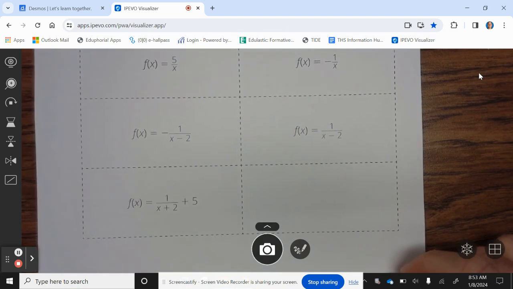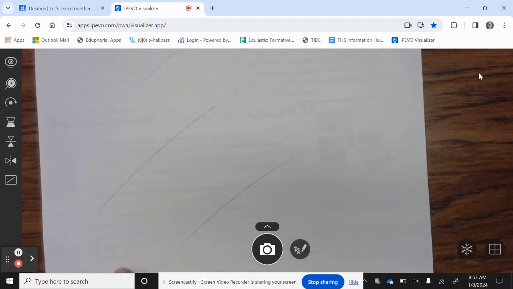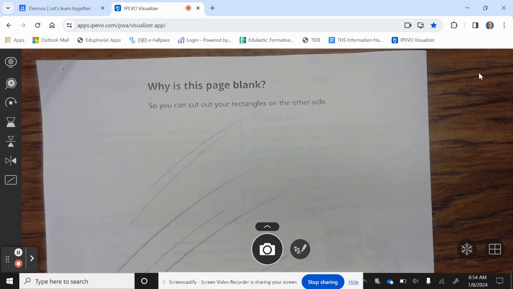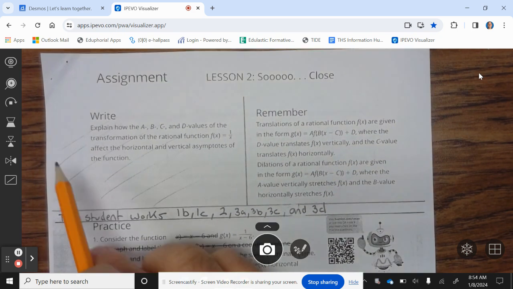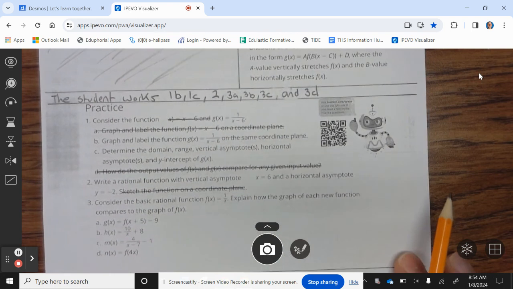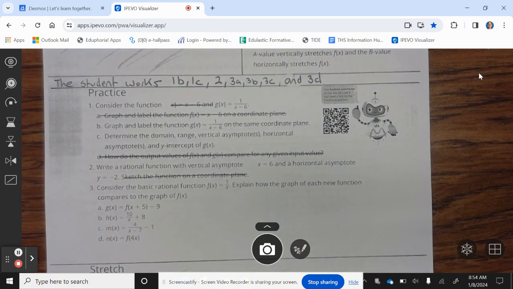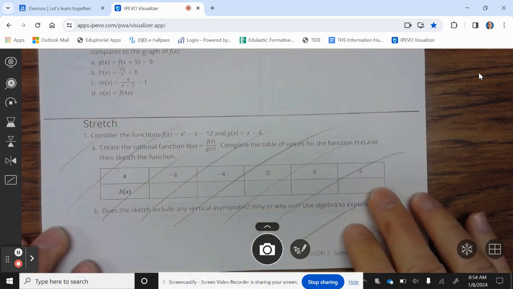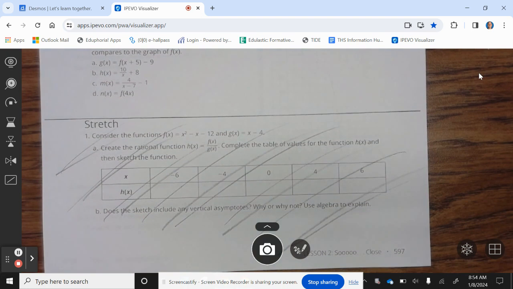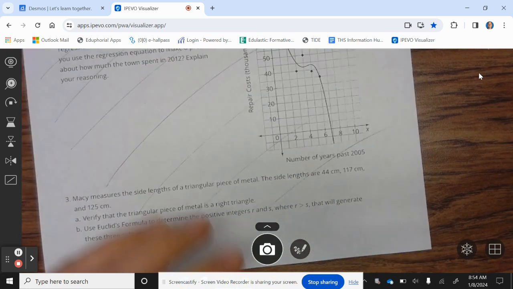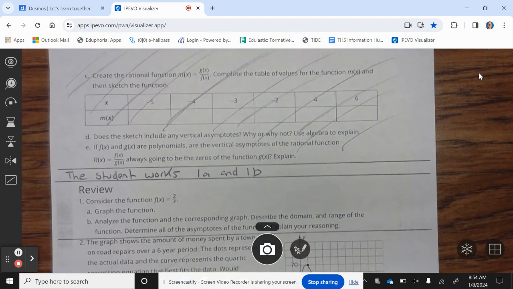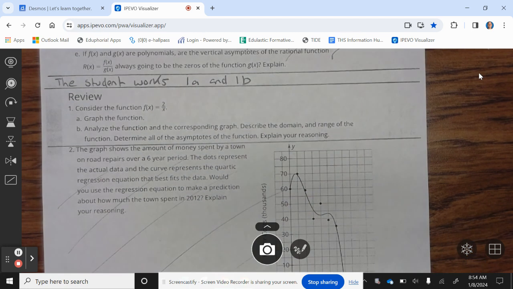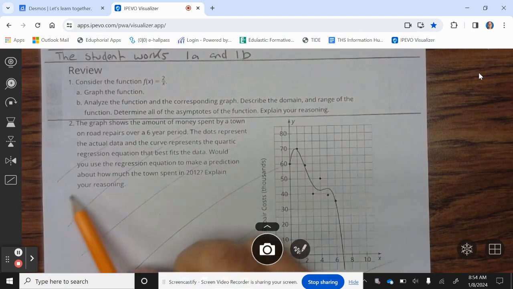All right. You can go ahead and mark off these pages, or this page. You can mark off this section right here. The student works 1B, 1C, 2, 3A, 3B, 3C, and 3D. And then you can mark off this section. You can go ahead and mark off this section. The student works 1A and 1B. And then you can mark off this section.